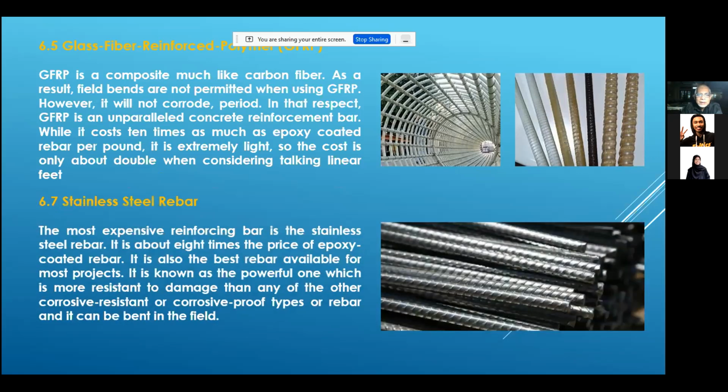And then stainless steel rebar, this is the most expensive of all, about 8 times the price of epoxy. It's also the best rebar available for most projects. It's more resistant to damage than any other corrosion resistant material. Of course it can be bent in the field, but we use stainless steel for exposed environments, like stainless steel railing, exposed to rain or even sun and rain. But this one is going to be embedded in concrete.